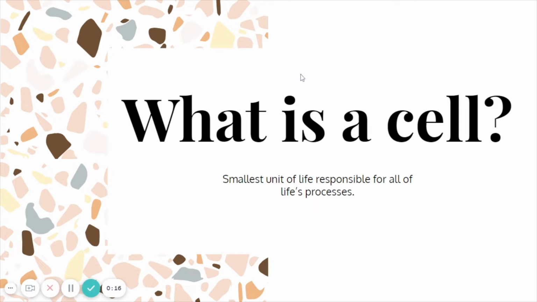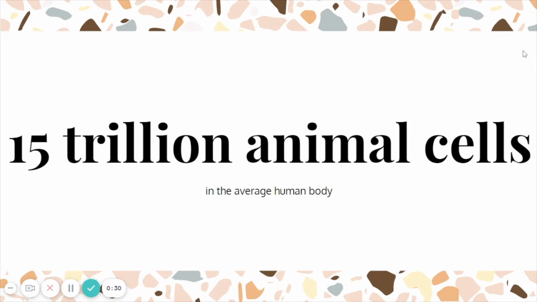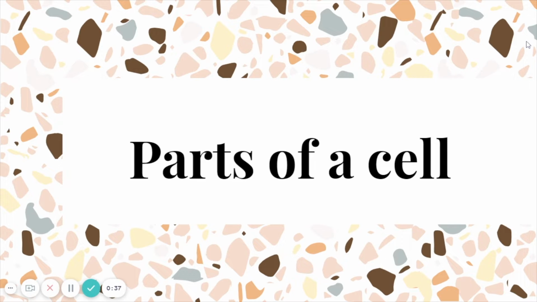So what is a cell? A cell is the smallest unit of life responsible for all of life's processes. This is a diagram of the animal cell. There are 15 trillion animal cells in the average human body. Now we're going to look at the parts of a cell.